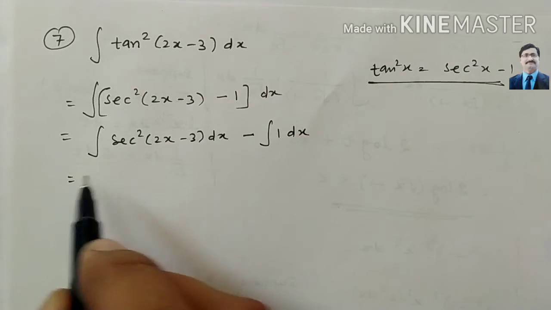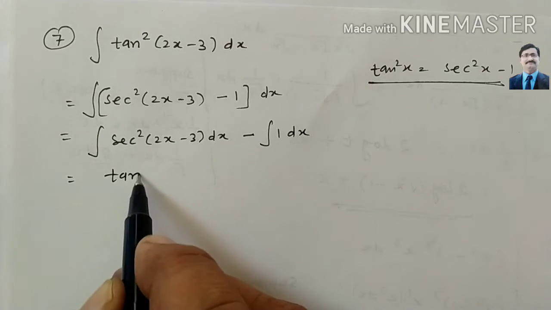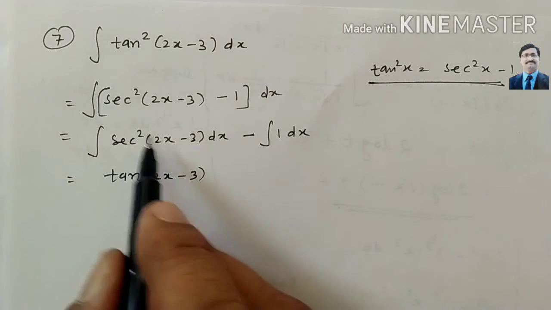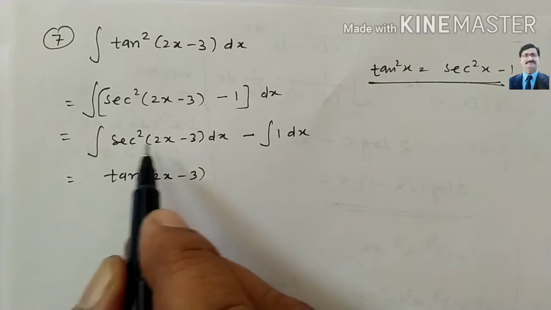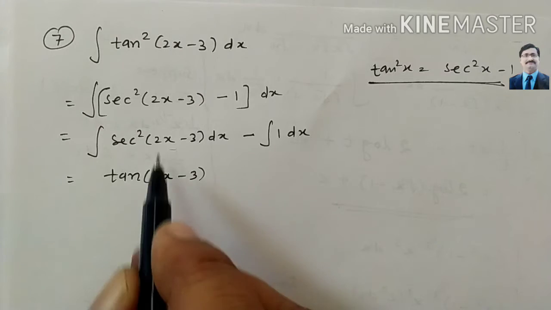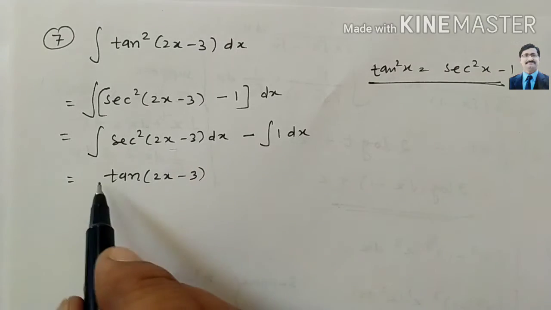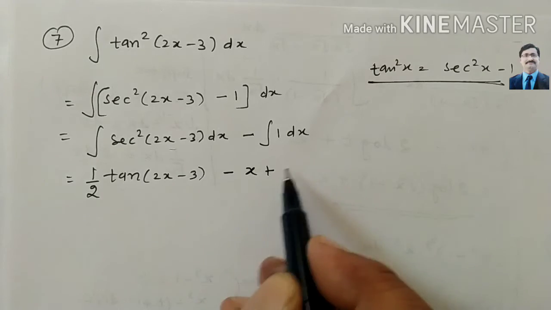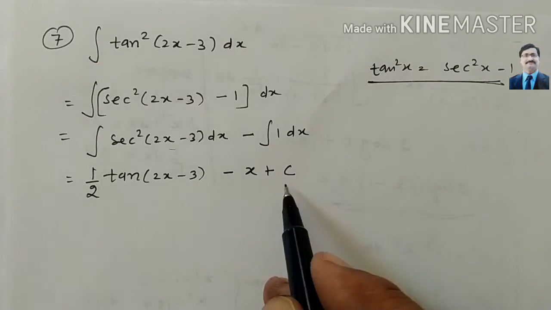The integral of sec square we can write as tan (2x minus 3). Look, the integral of sec square x is tan x, so in place of x we have 2x minus 3. It is in ax plus b format, and the coefficient of x is 2, so we have to divide by 2. And this is minus x, plus c. This is our solution. All of you understand this?